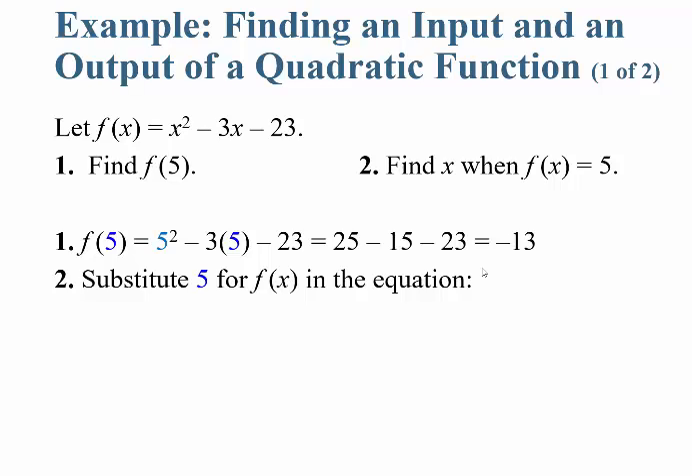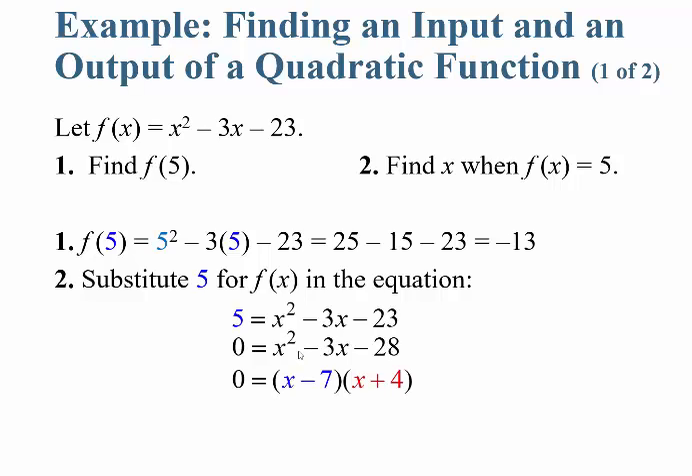Now when I want to find x when f of x is equal to 5, what I'm going to do is substitute 5 in for f of x. So how am I going to solve this now? Subtract the 5 over. Now you've got it equal to 0. Now you're going to factor. So this x squared minus 3x minus 28 now factors into this. You can see by setting the two factors equal to 0, you get two solutions here.